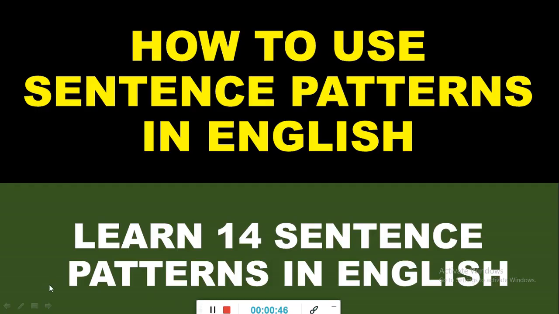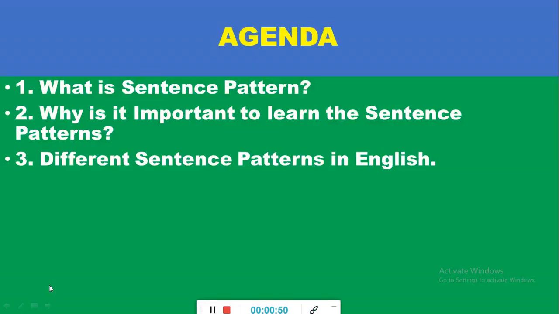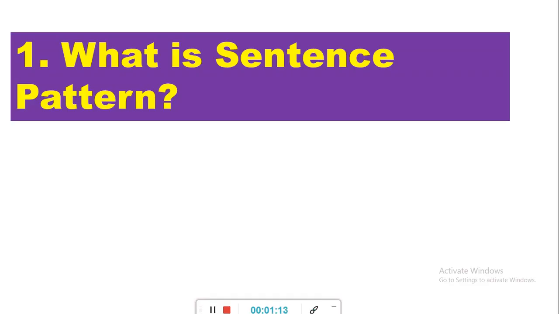Let us dive into the lesson right away. First, let's look at the agenda for today's episode. Number 1, what is sentence pattern? 2, why is it important to learn the sentence patterns? 3, different sentence patterns in English and how to use them. Let's look at this one by one.